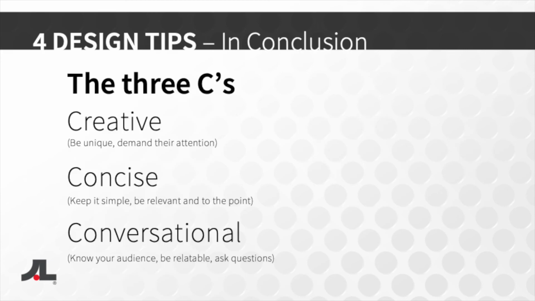So I've thrown a lot of information at you guys, and something that might help you remember these key points is to break it down into what I'm going to call the 3 C's. You want to be creative. That's being unique, demanding your audience's attention. You want to be concise. You're keeping it simple. You're relevant and you're to the point. And you want to keep it conversational. Know your audience, be relatable, and ask questions.